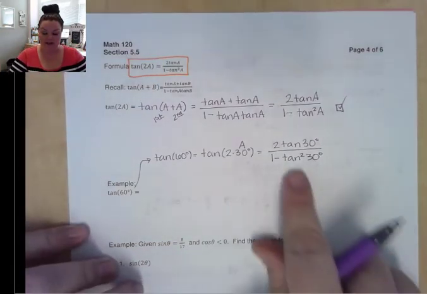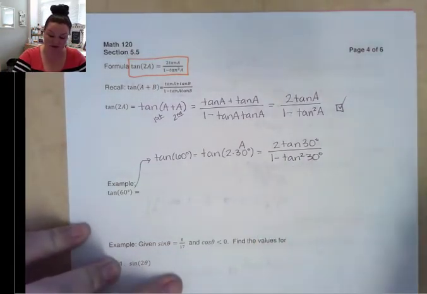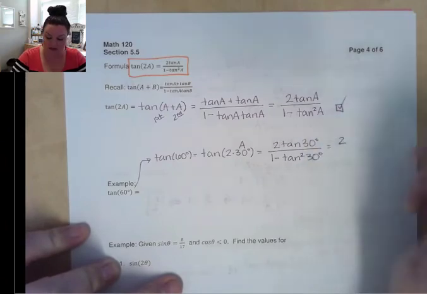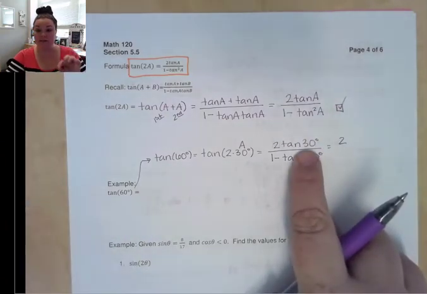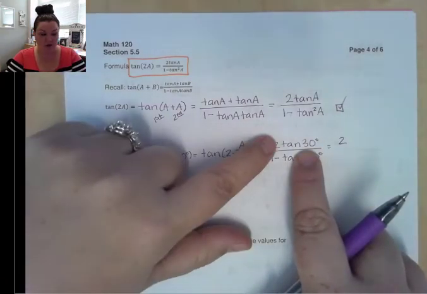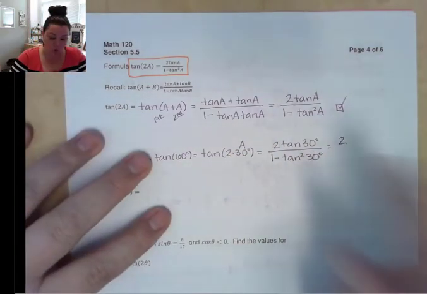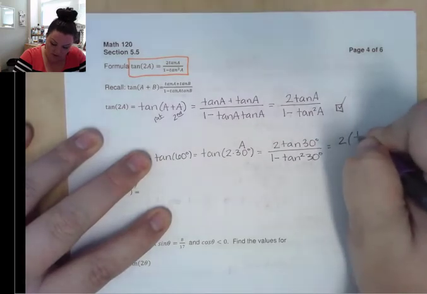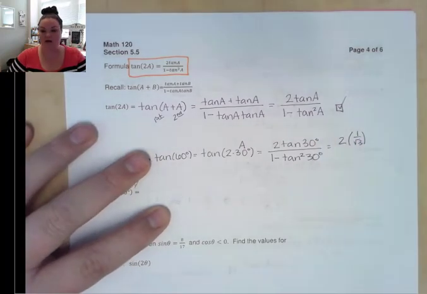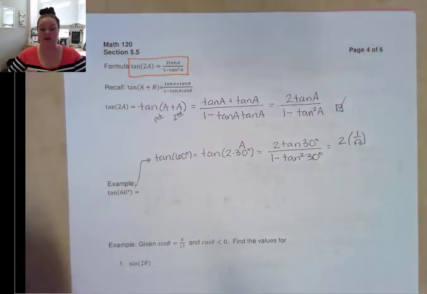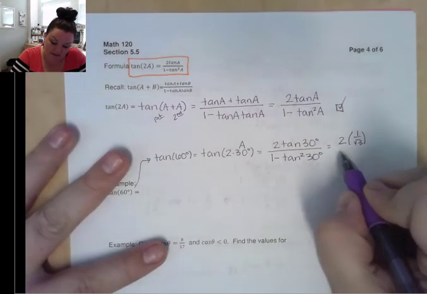Okay? And then I just want to go ahead and plug in my values. So 2 times tangent of 30. If we look up the tangent value for 30 degrees on our unit circle, it's 1 over the square root of 3. Okay, and I'm not going to worry about rationalizing the denominator until I get down to having a nice pretty fraction. So I'm going to leave it like that.